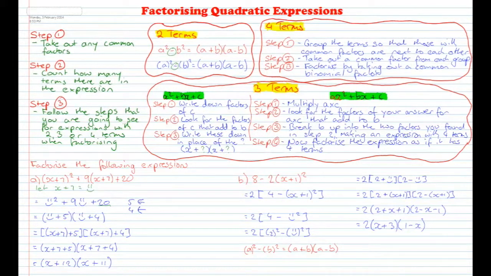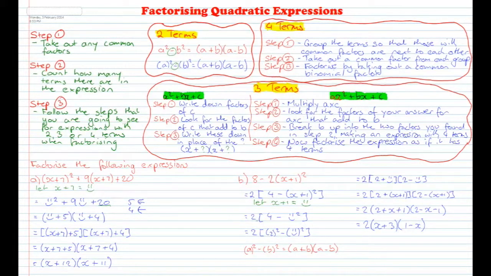Next thing to do is to have a look at this and see that, well, actually it's asking us to factorize, but it's already got brackets. So that means what we need to do is write whatever is in the brackets and call it smiley face. So we're going to write let x plus 1 equal smiley face. Alright, so wherever I see the x plus 1 now, I've written smiley face. So you get 2 bracket 4 minus smiley face squared.